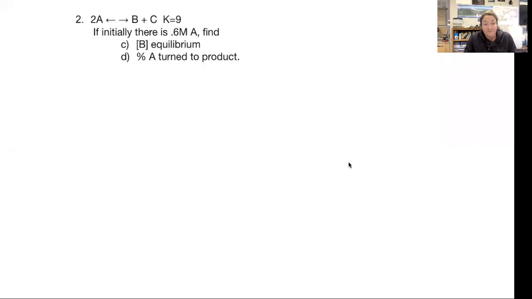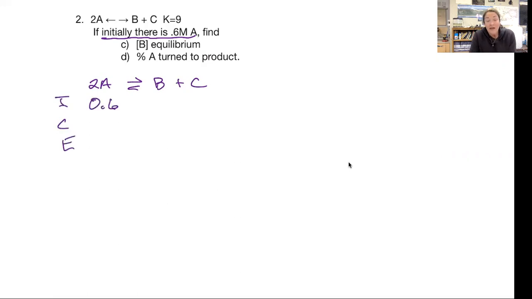For number 2, initially there's 0.6 molar A. Once I see "initially," I'm doing a nice chart. 2A is in equilibrium with B plus C. My initial value of A is 0.6. If I'm not given a starting value for anything, I assume it's 0.